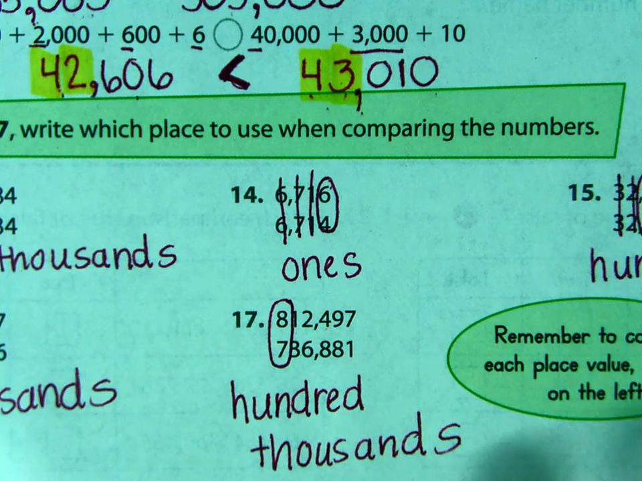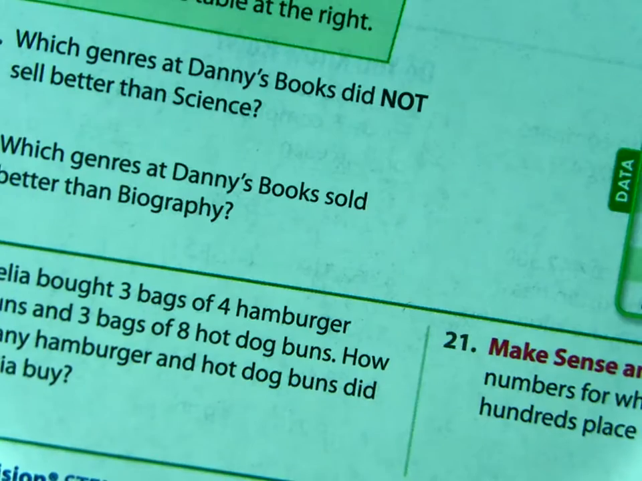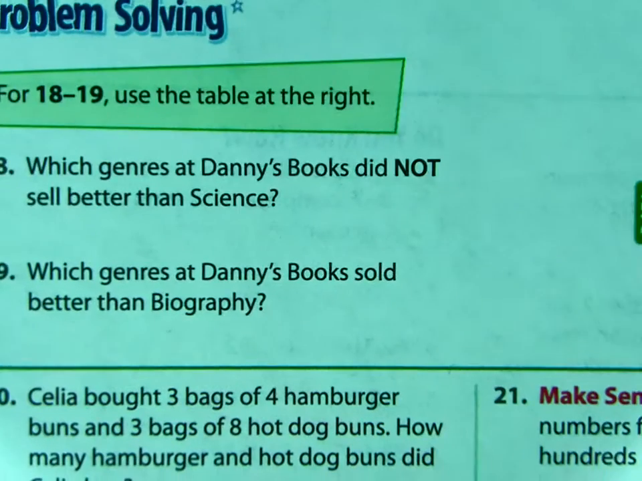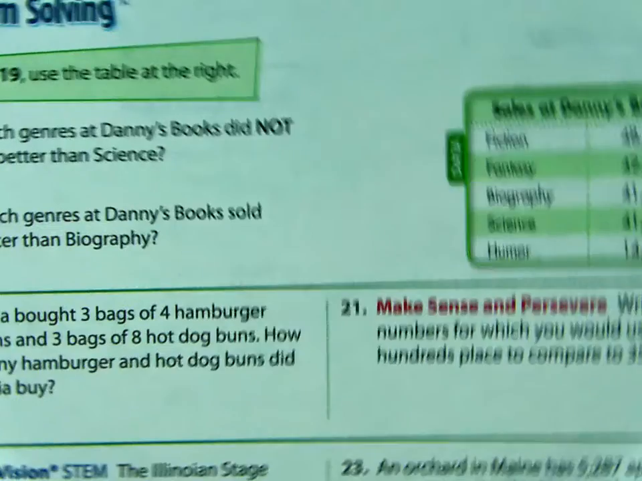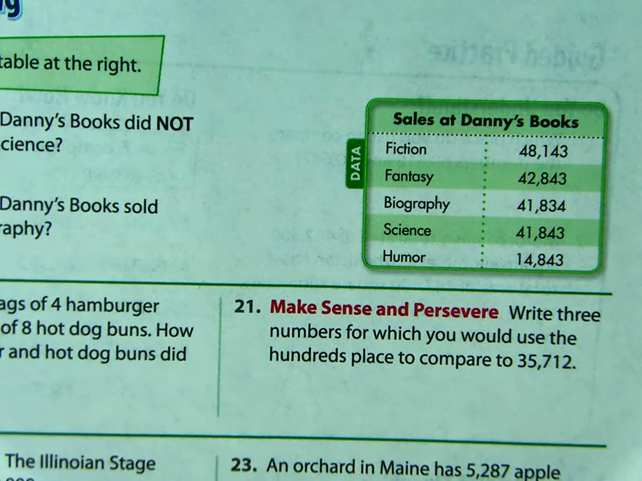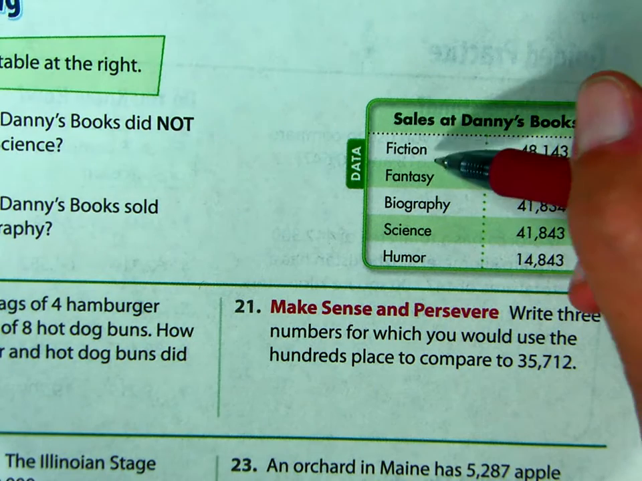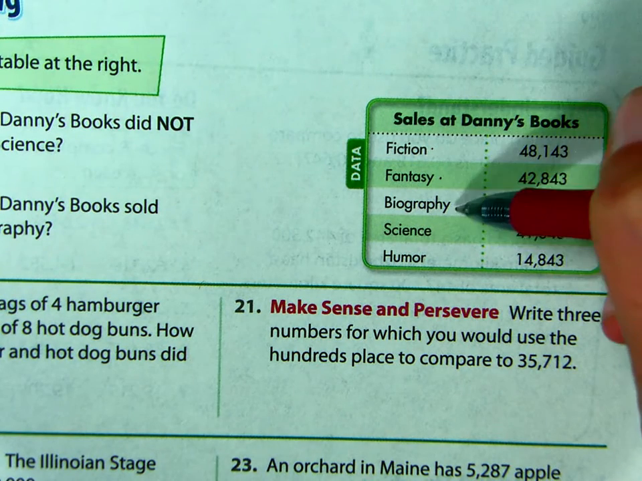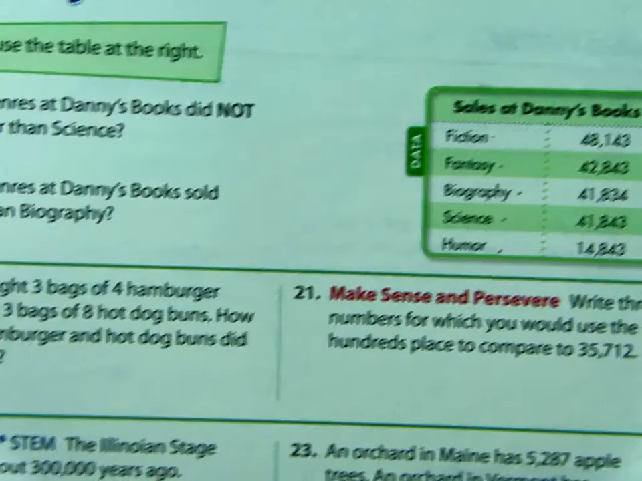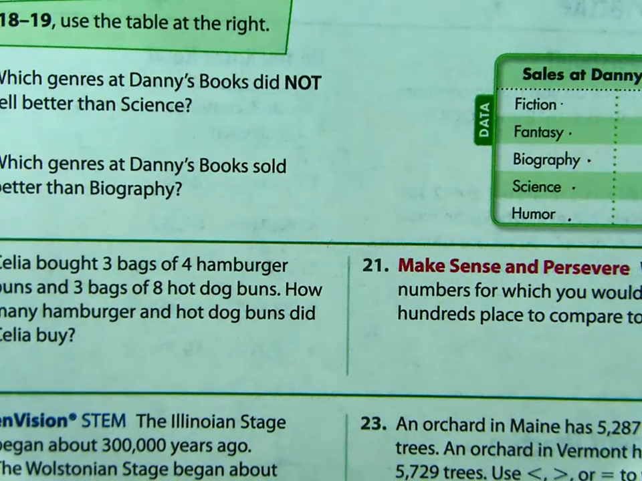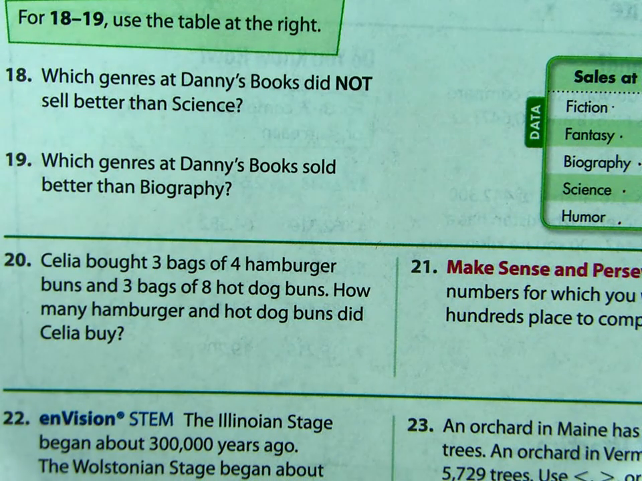Let's turn to the back. Question 18. Okay, you have to use this table to the right to answer questions 18 and 19. Let's take a look at the table for a minute. So we are looking at a bookstore and we're looking at their sales. And it looks like we've got different genres: fiction, fantasy, biography, science, and humor, and then the number of books that were sold. Question 18 wants to know which genres at Danny's Books did not sell better than science. So which did not sell better than science?